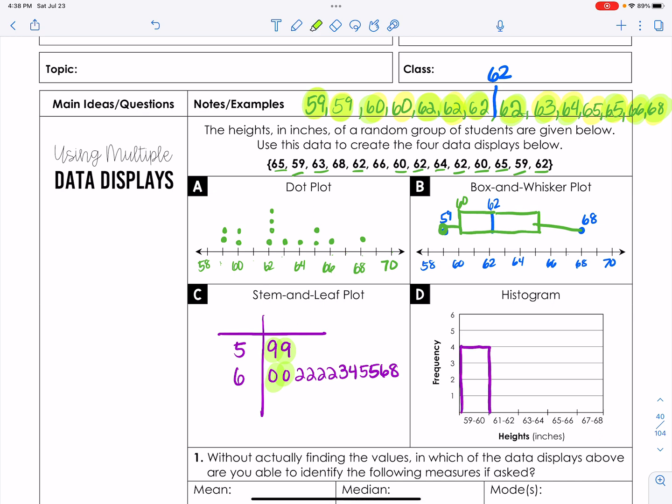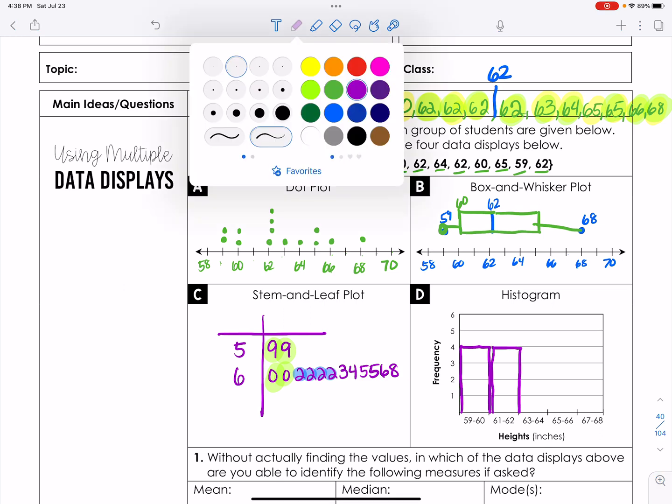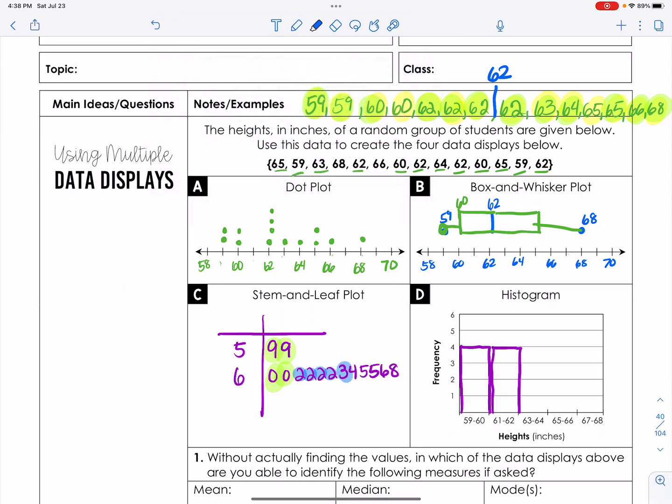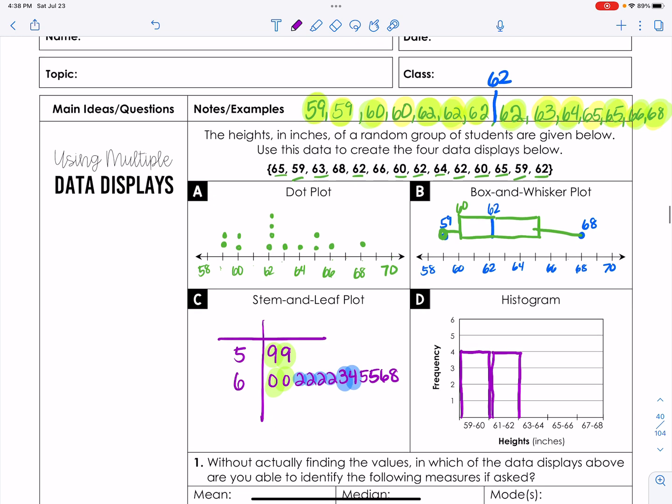Between 61 and 62, I have 1, 2, 3, 4. So I have 4 of them there. Between 63 and 64, I have 2. So I have 2 there, right? Between 65 and 66, I have 1, 2, 3. So I have 3 there. And then 67 and 68, I have 1. So my histogram looks like this.